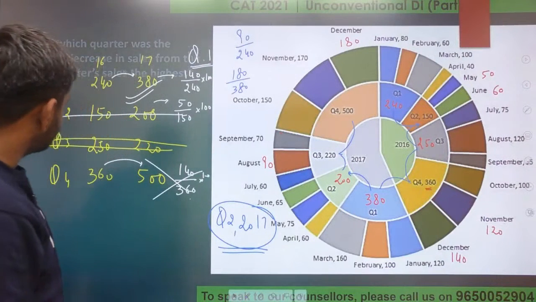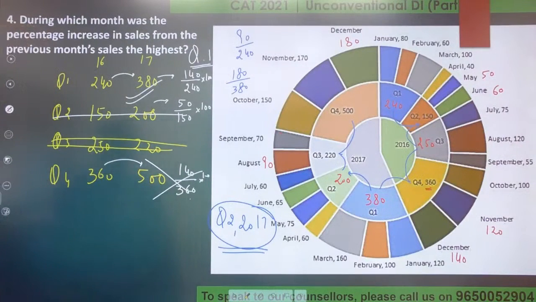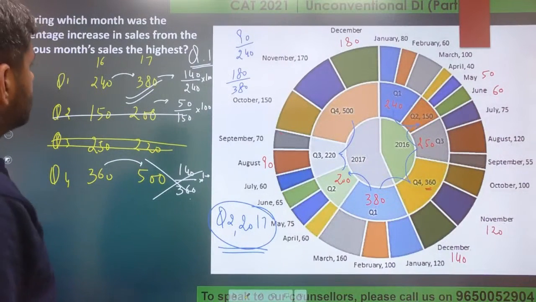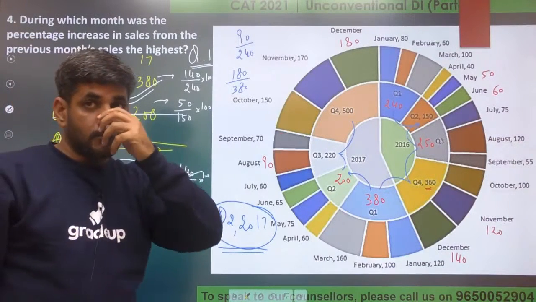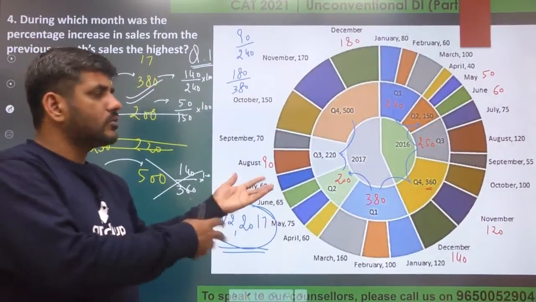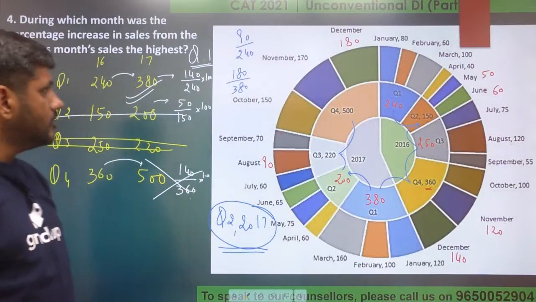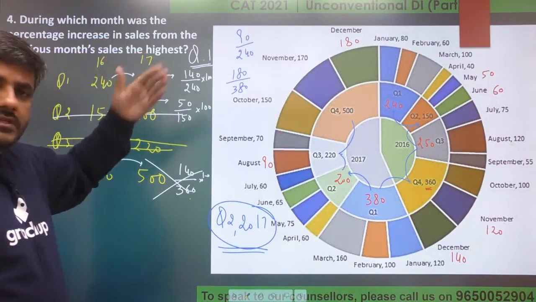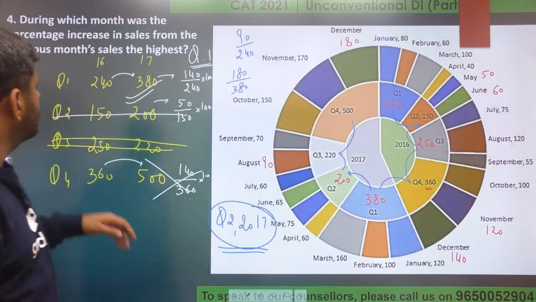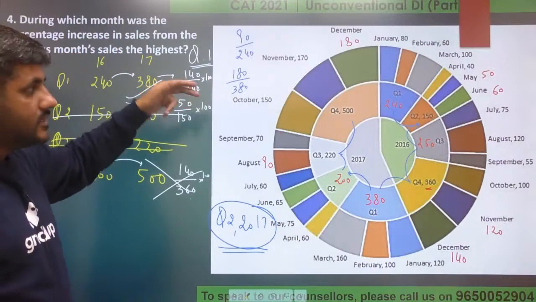So I'll move on to the last question of this sheet. What does this last question say? It says: during which month was the percentage increase in sales from the previous month's sales the highest? Now for this question the options are very important. I did not write the options, I thought we could straight away give the answer, but in the exam the options were given to us, so they would be very helpful. Otherwise such a question obviously cannot be asked as a non-MCQ, because how would you write it? It's not possible. So, during which month was the percentage increase in sales from the previous month's sales the highest?